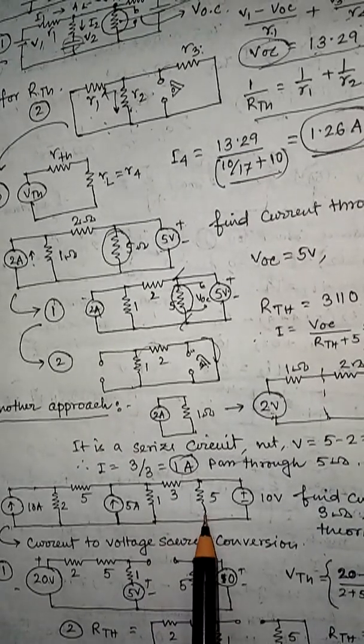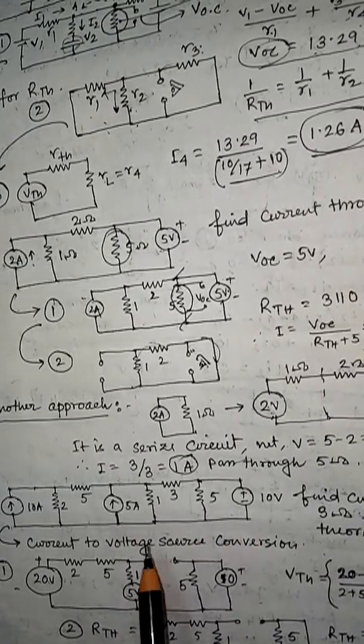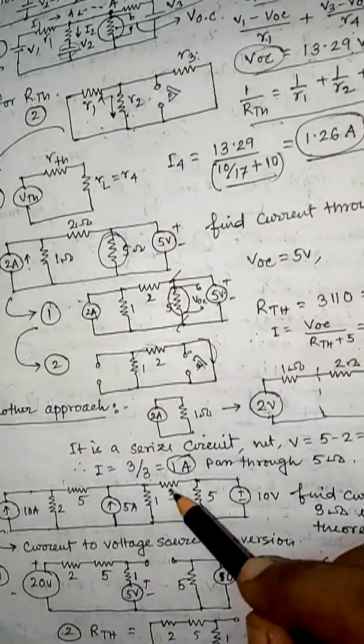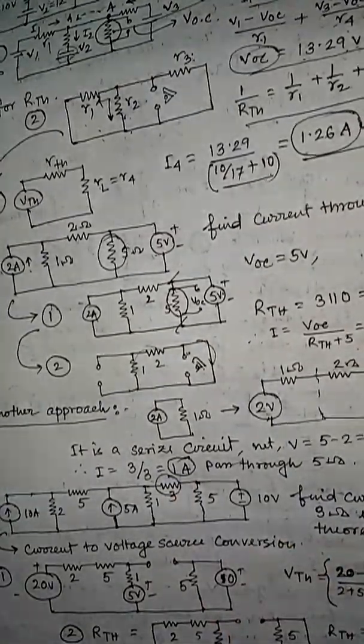Here it is 5 volt. It is again in parallel, and that 10 volt is applied. So find out the current through that 3 ohm resistance. Here you have to find out the current through this.